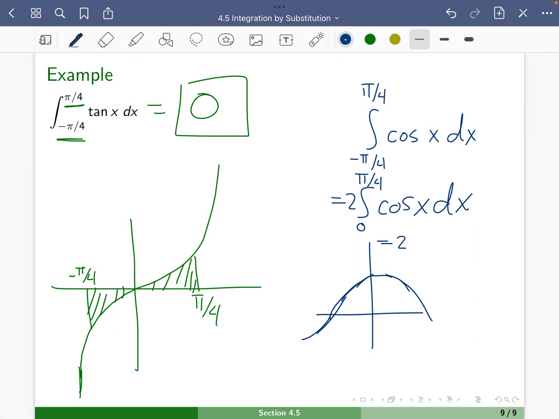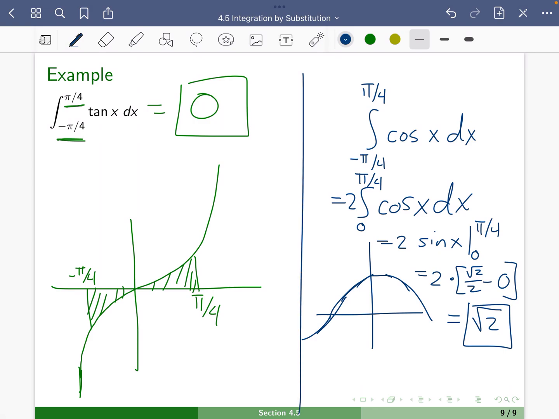So cosine integrates to sine. So we have 2 times the sine of pi over 4, which is root 2 over 2. The sine of 0 is 0. So we end up with just the square root of 2. And that's what we have.